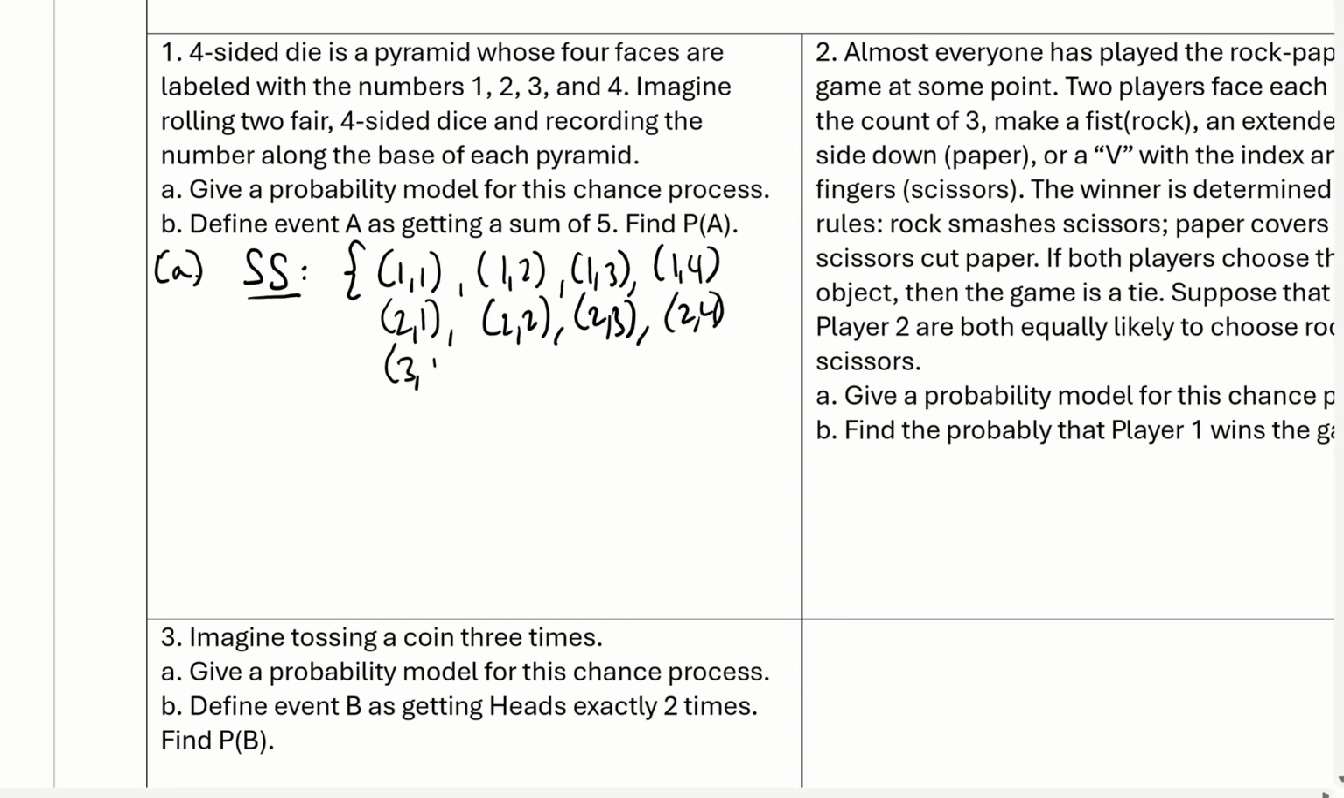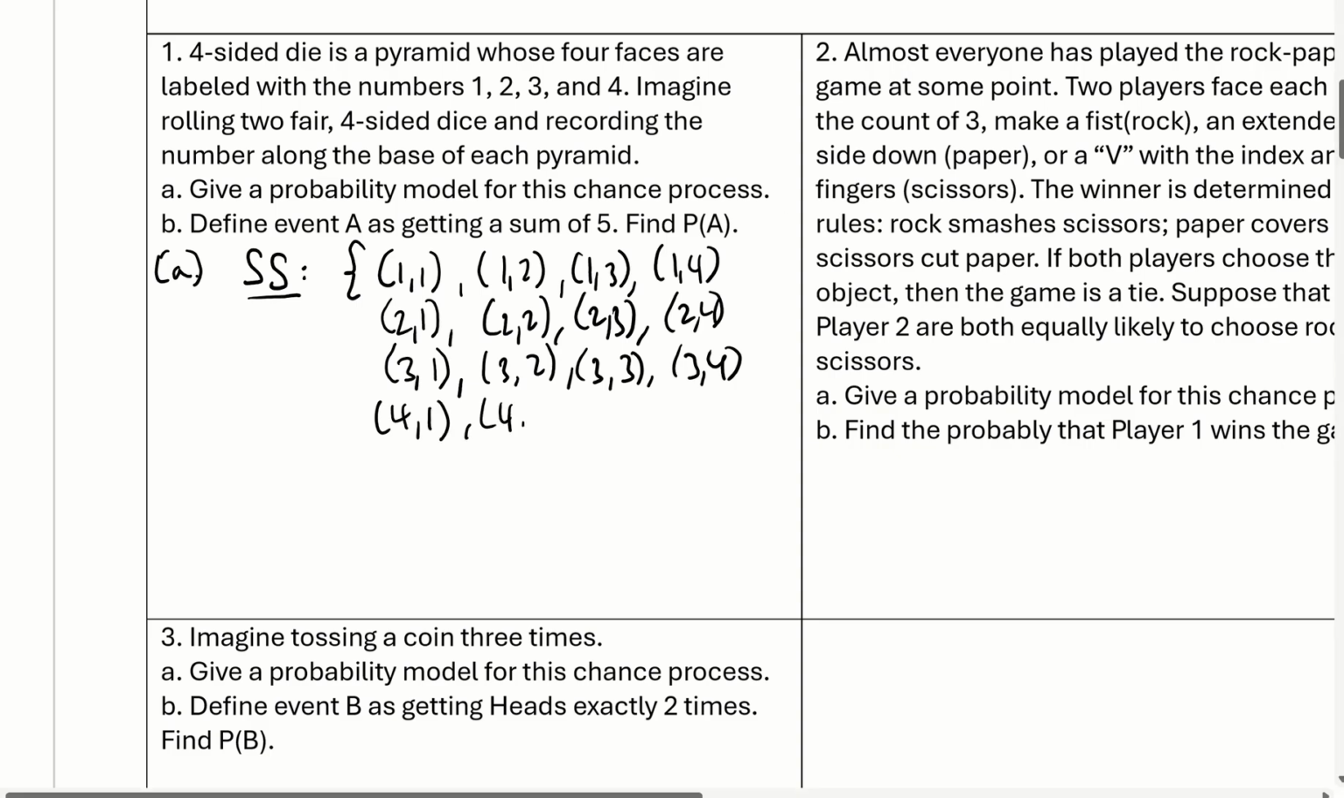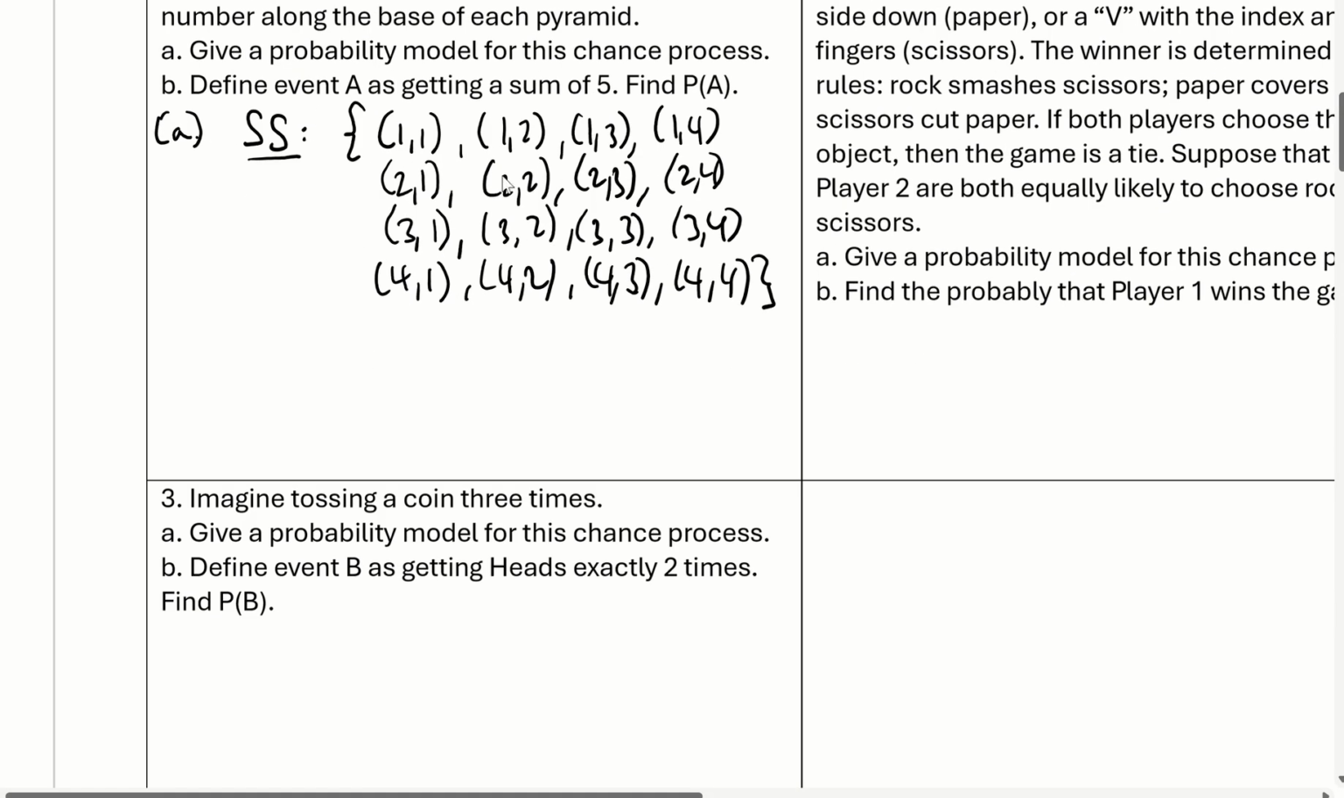We can also have a 3 on the first die and a 1 on the second. 3, 2, 3, 3, 3, 4. And then finally we got one more row, 4, 1, 4, 2, 4, 3, and 4, 4. Okay, so there you go. We got our sample space. And then we need the probability, right? So the probability for each of these is 1 over 16. So it's 1/16 for each outcome.